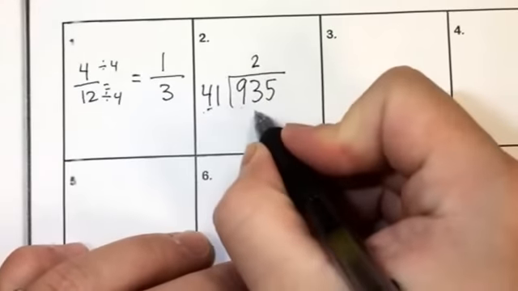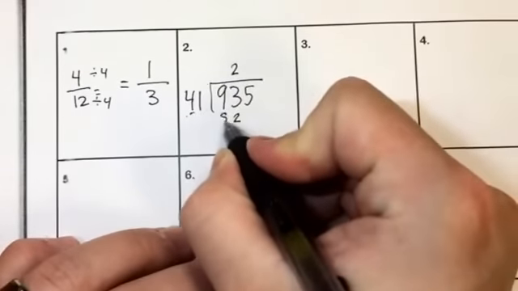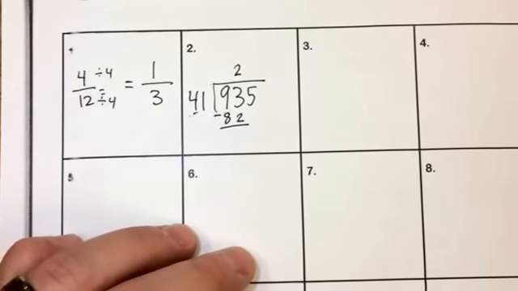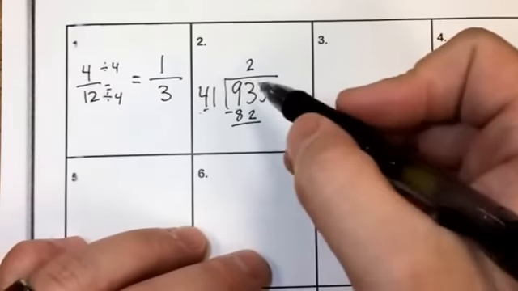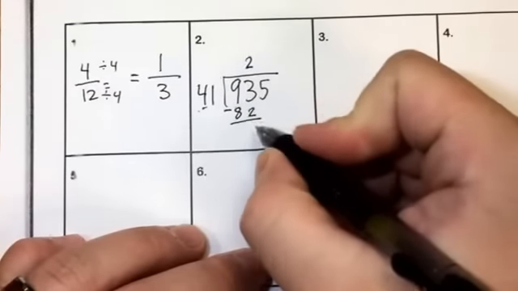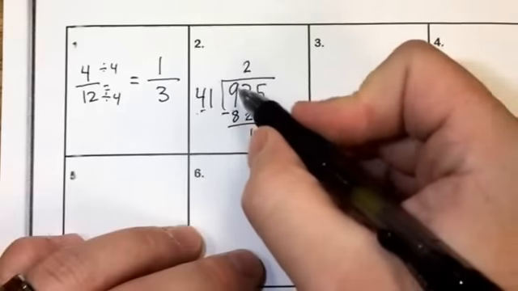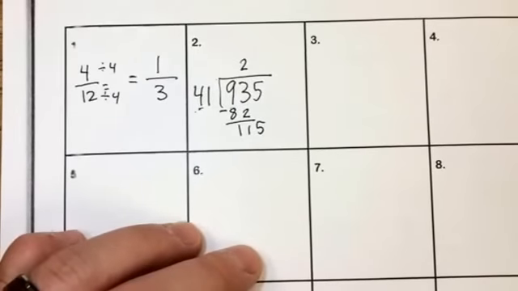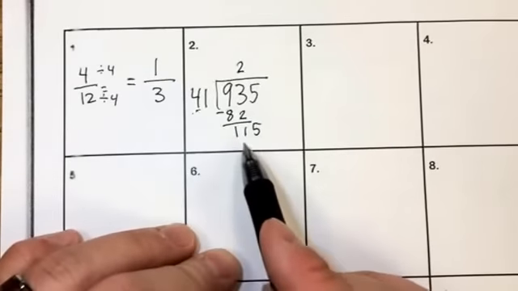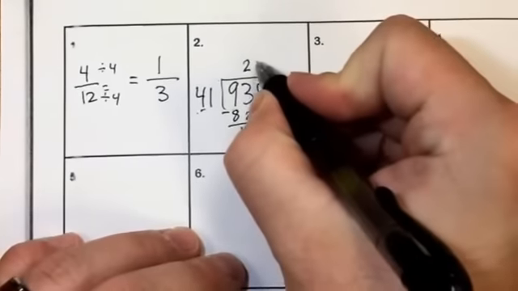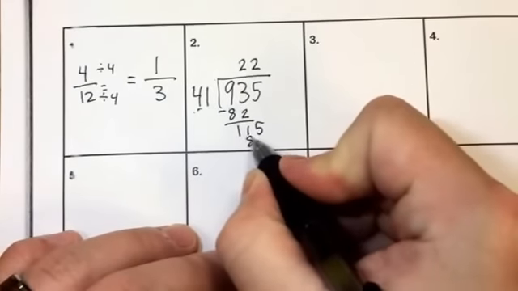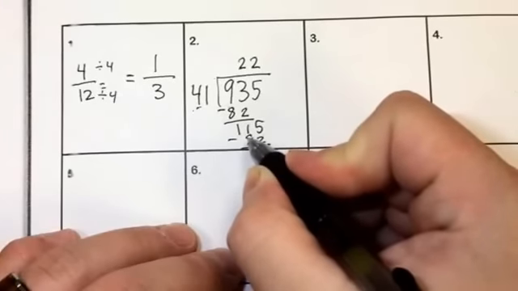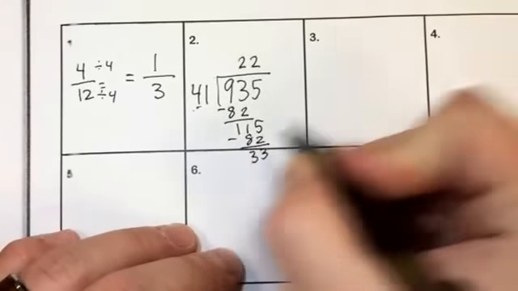2 times 41 is going to give me 82. I know that if I did 3, I would have gotten 120 something. So that's not going to work for me. So 93 minus 82 is 11. Bring down my 5. Once again, I know that if I do 3 times 4, I'm going to get 12. So that's not going to work here. So I'm going to put another 2 up here, and I'm going to get 82 again. 115 minus 82, that's going to leave me with 33.